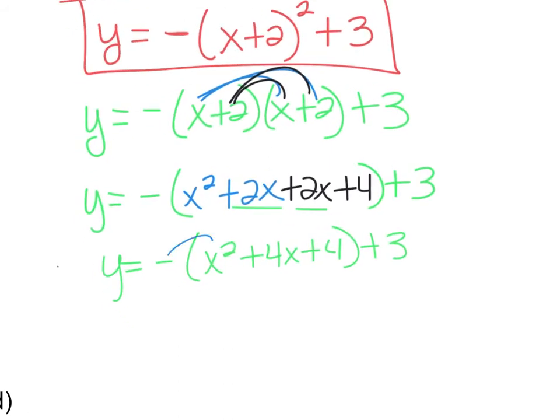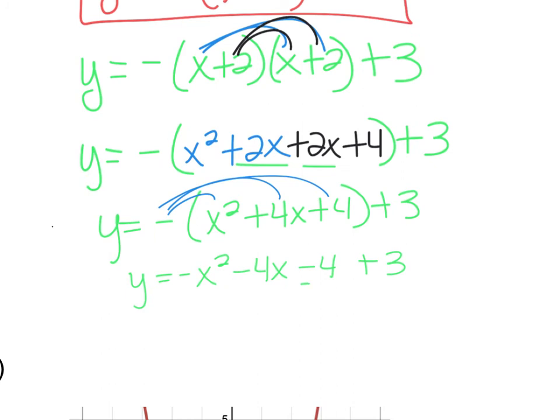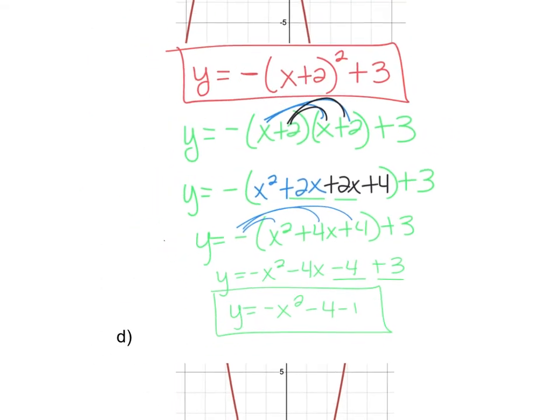Okay, so now almost done. Now we can distribute the negative to those 3 things inside the parentheses. Don't distribute it to the positive 3. So it would be y equals negative x squared minus 4x minus 4, and then I'm just going to drop down that plus 3. Go ahead, last step, combine your like terms. So it would be negative x squared minus 4x, and then negative 4 plus 3 would give you negative 1. Boom, there it is in standard form.